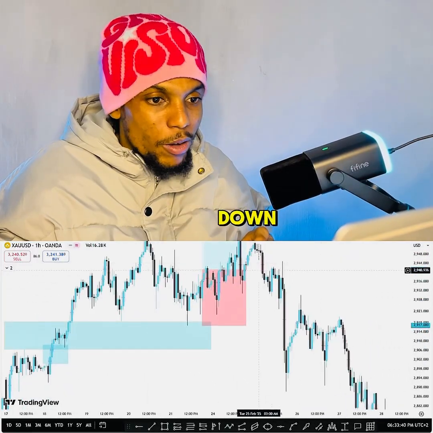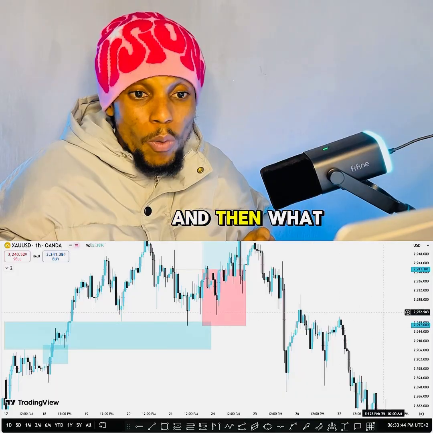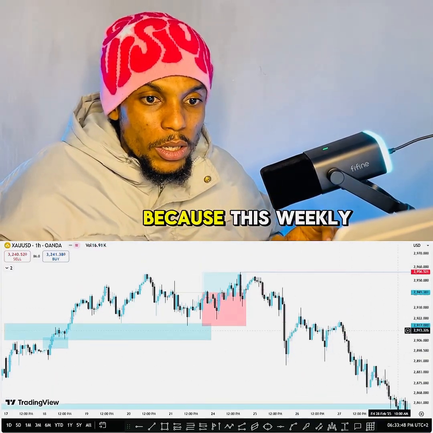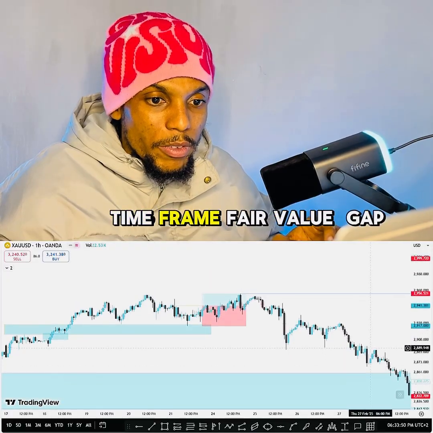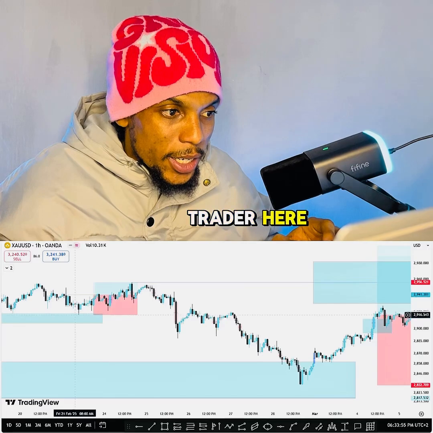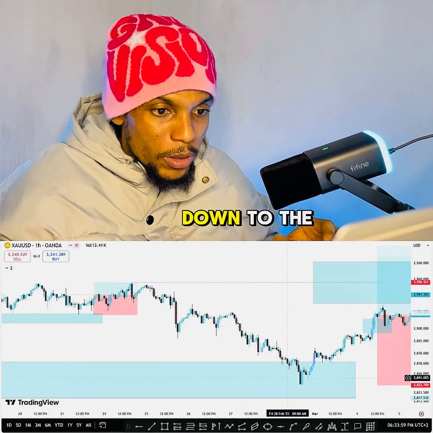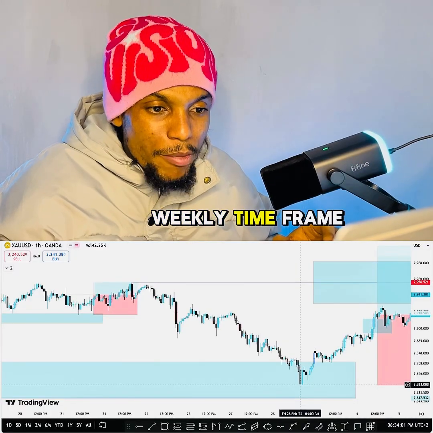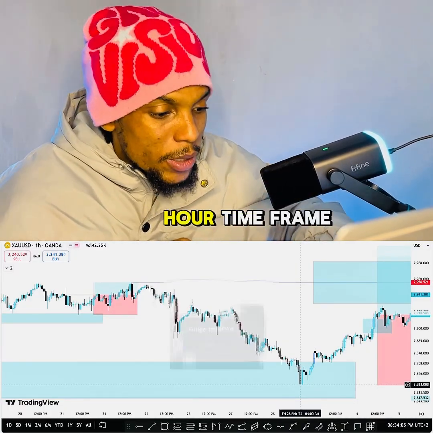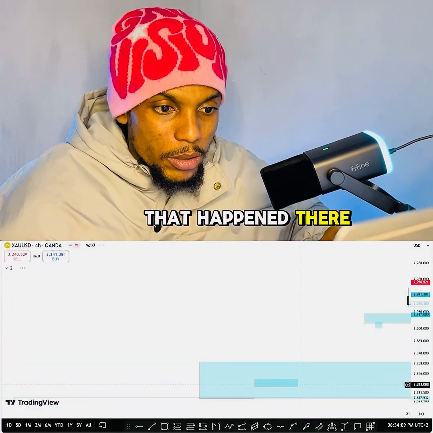Price just came down and then drastically took the impatient trader out. And then what happened? Let's go down to the 4 hour time frame, because this weekly time frame fair value gap was where price finally, after it took out the impatient trader here, came down to the weekly time frame fair value gap, which is a stronger magnet, right? Let's go down to the 4 hour time frame to see the price action that happened there too.